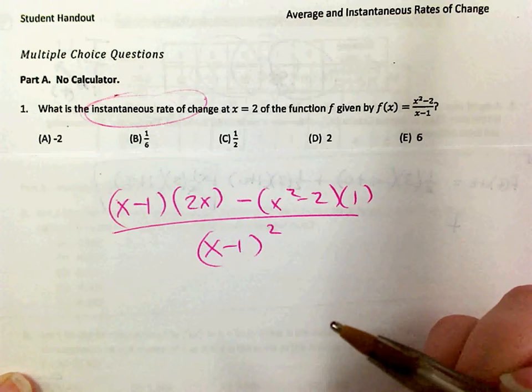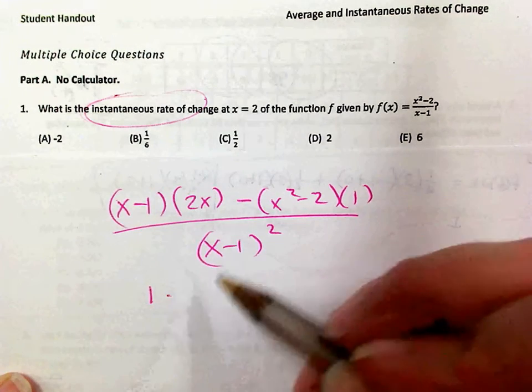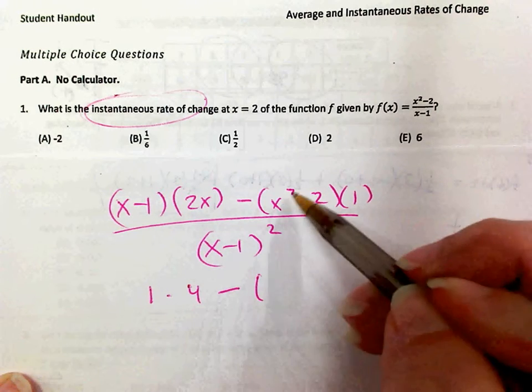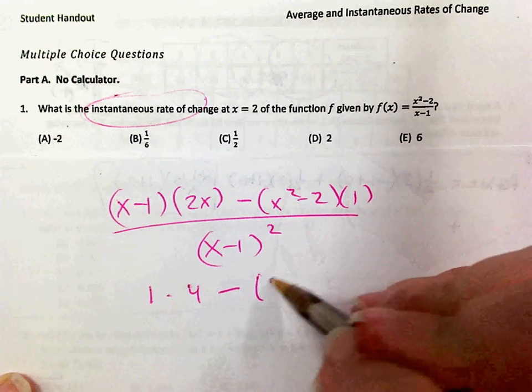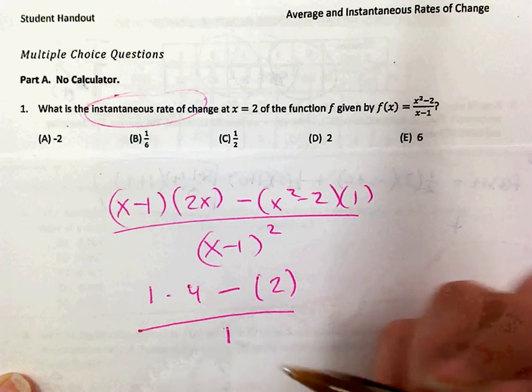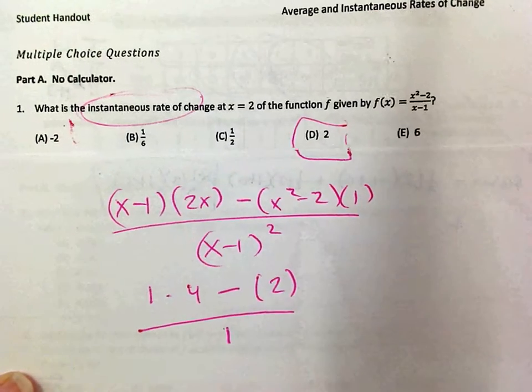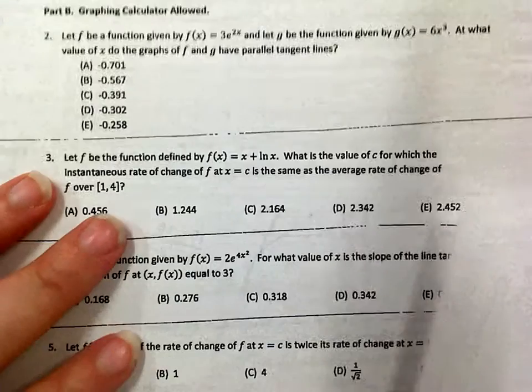Plug in what? What's 2 minus 1? Times minus. What's 2 squared? 2 times 1 is 2. All over 1 squared, which is 1. Right? 4 minus 2 is... Whew, not negative 2. 2. Okay.